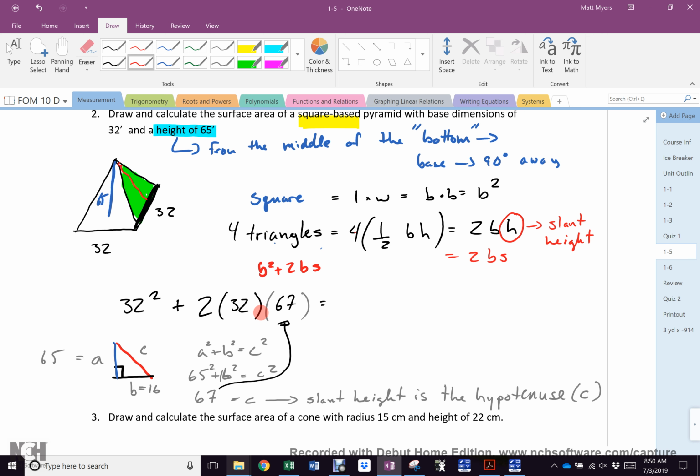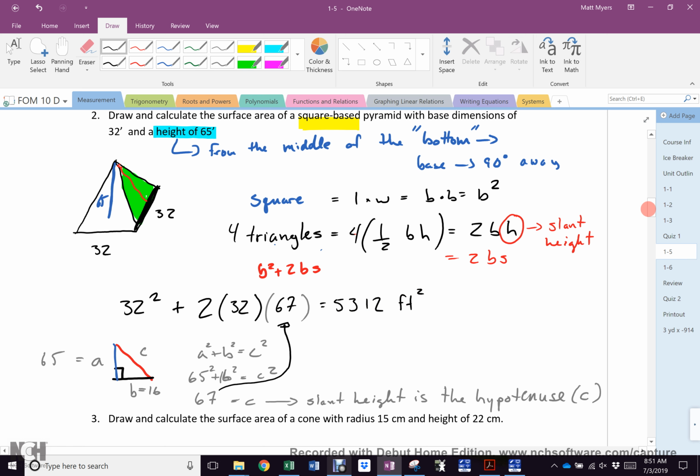And it's a pretty big number. What is it? Anybody? It's just calculator work. What is it? 5,312. Feet what? Squared, because I'm looking for an area.